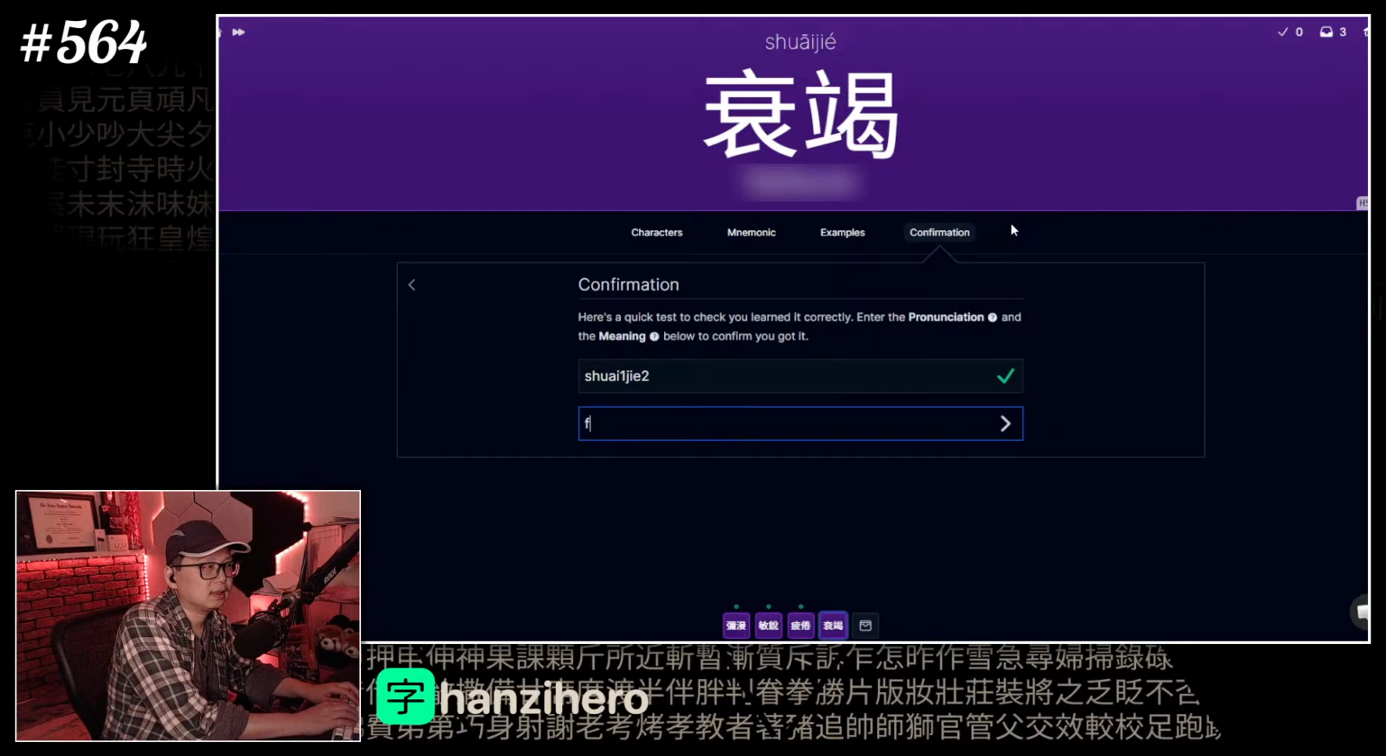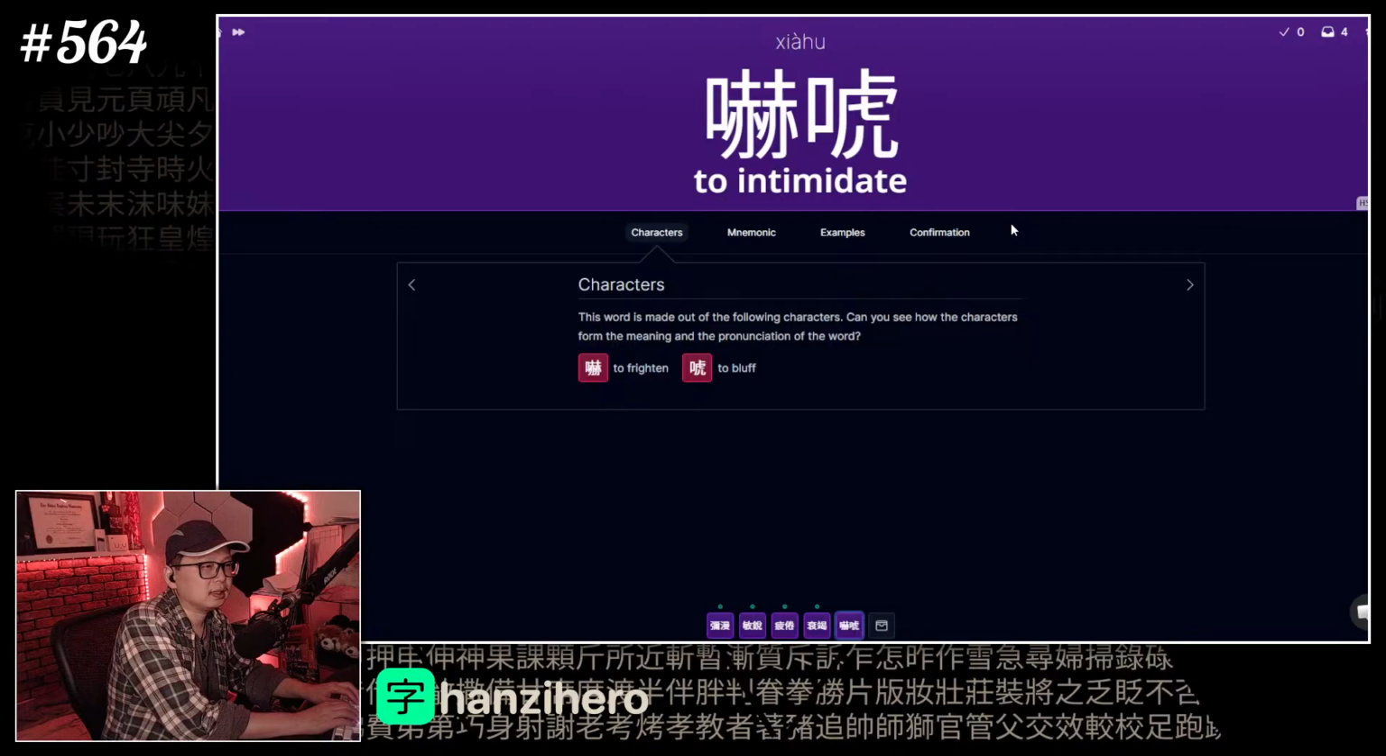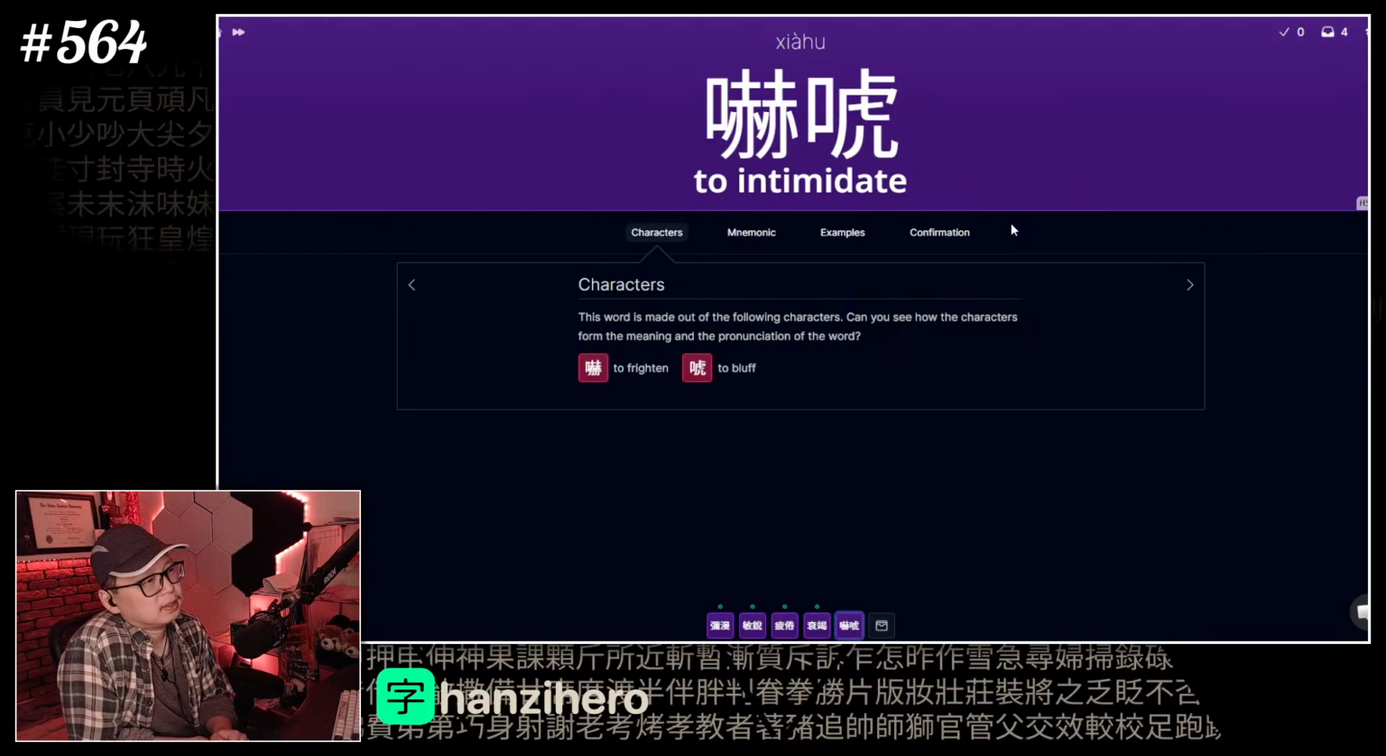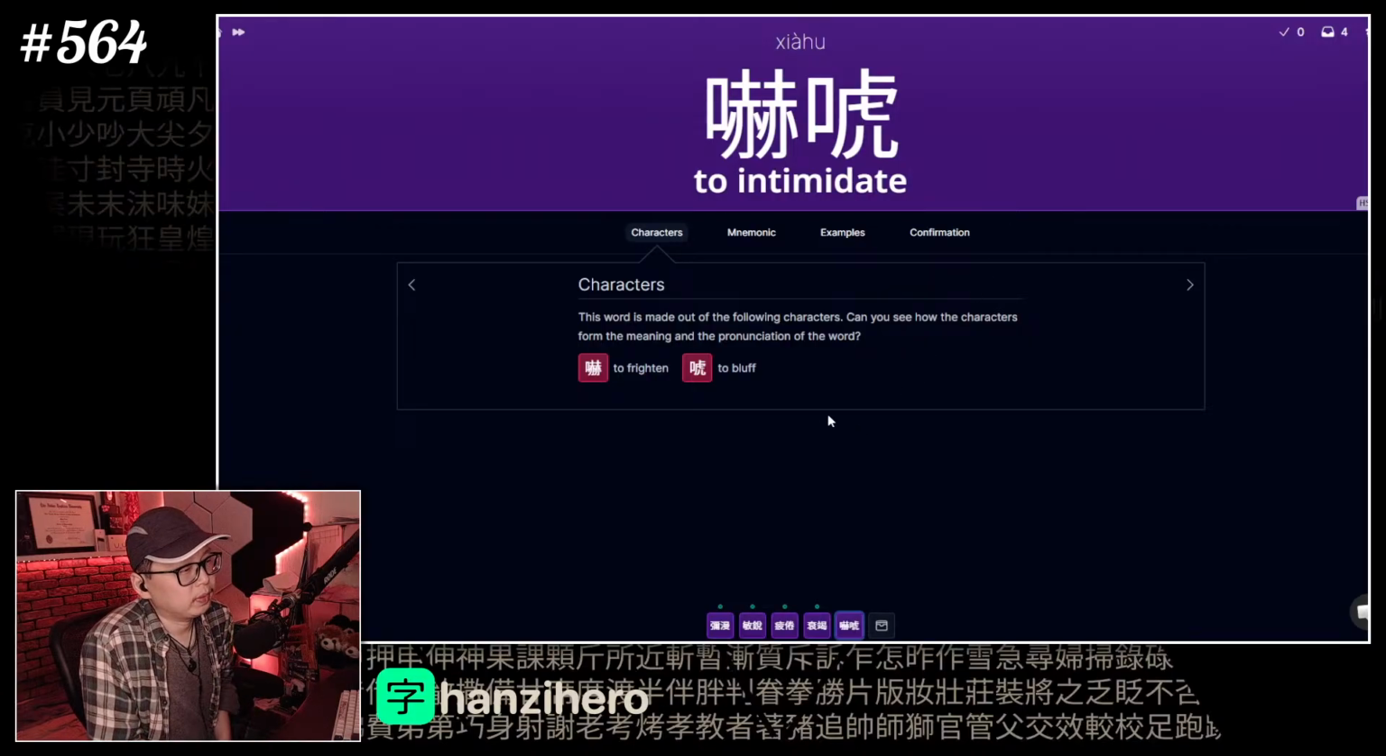衰竭，吓唬. 吓唬. Xia is to frighten. Who is to bluff? This is a vocabulary for who, probably. I don't remember another vocabulary for who. Oh no, wait. It might be for frighten, actually. Who. Bluff is who, right? Third, so it got silenced.